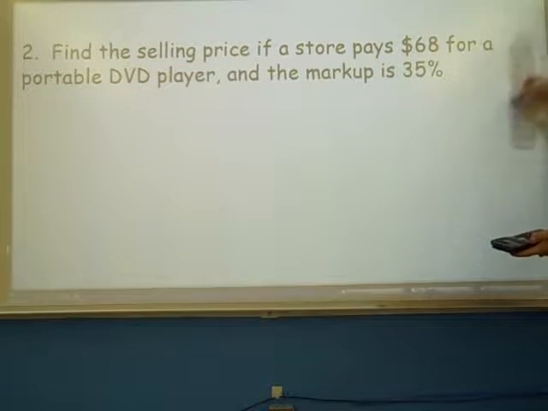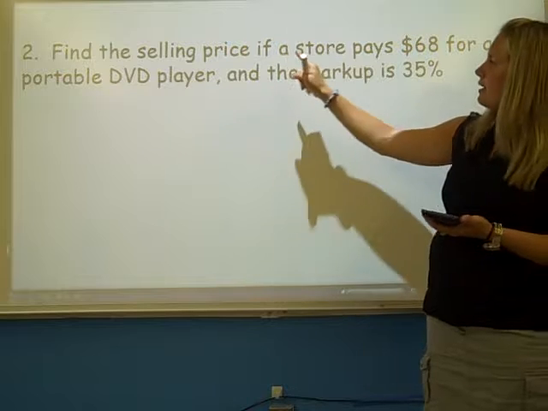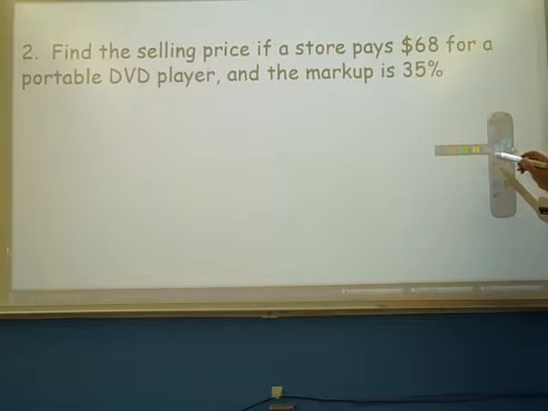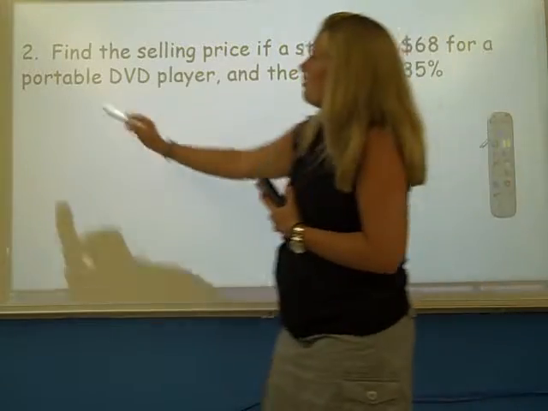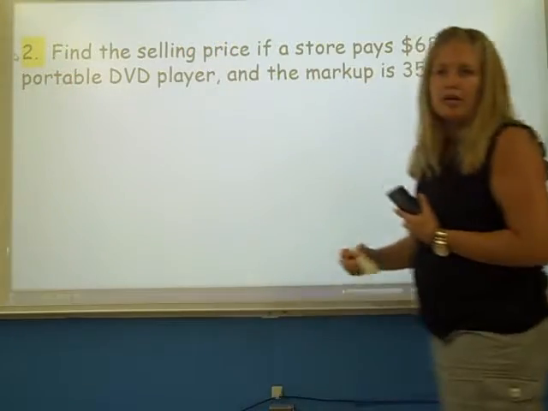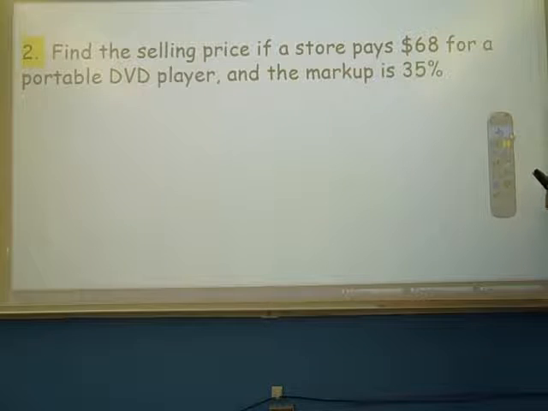So copy this down. You're going to do this one on your own. Find the selling price if a store pays $68 for a portable DVD player and the markup is 35%. Okay, so you're going to try that one on your own. Only one method, you don't have to do two.